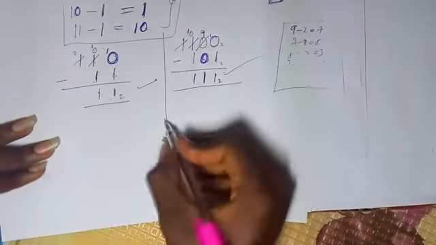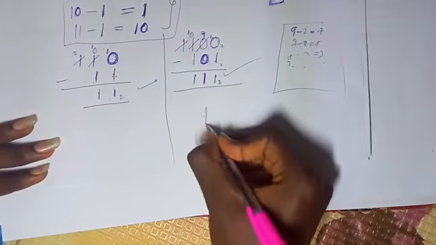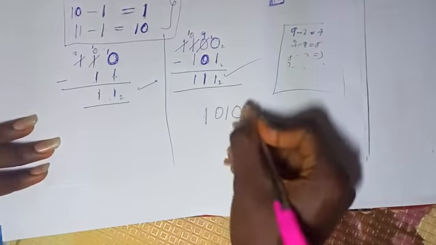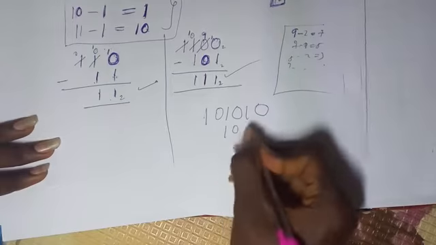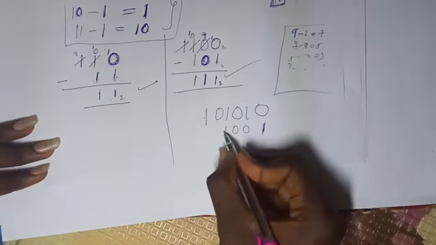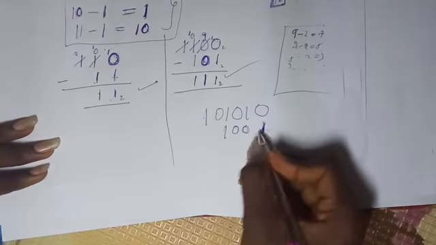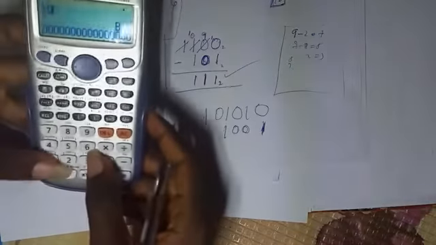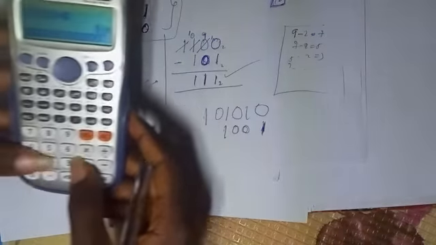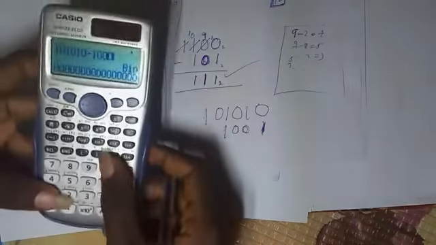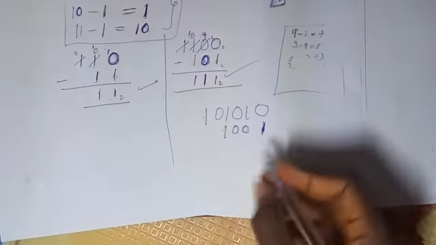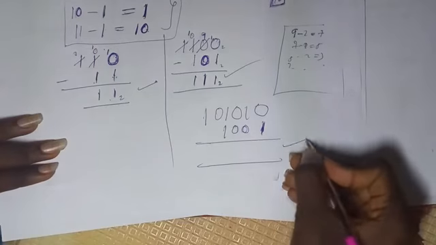So it works for any question given to you. Please, guys, try this as your classwork now: 101010 minus 1001. I'm not sure that this is possible. Let me just try it out. I don't want to form any other question myself. Let's use the calculator to confirm. It has an answer, so go ahead and solve this for me. I'm waiting.